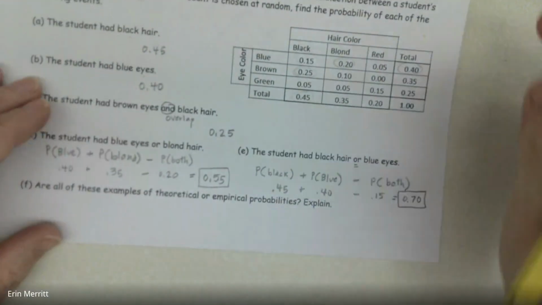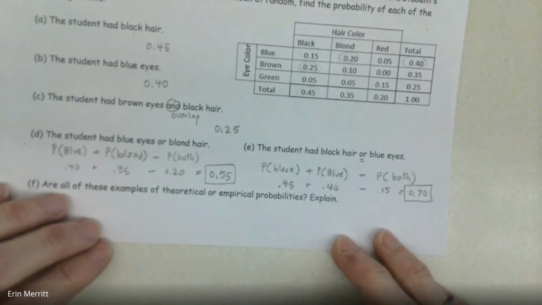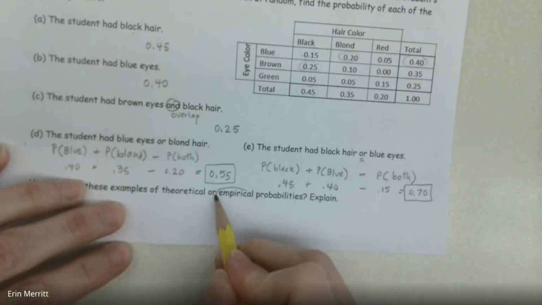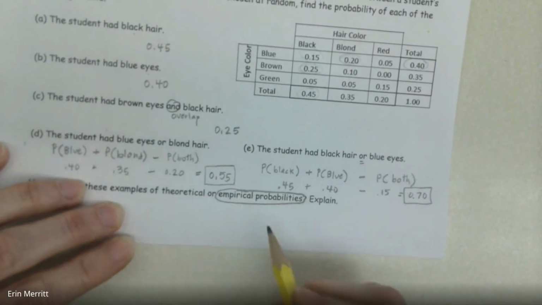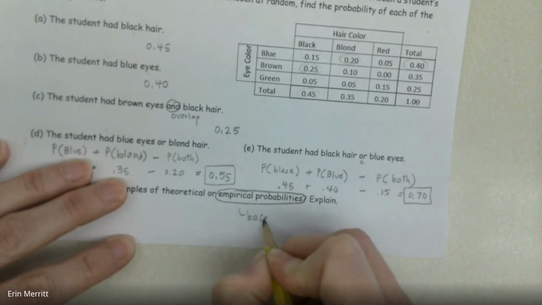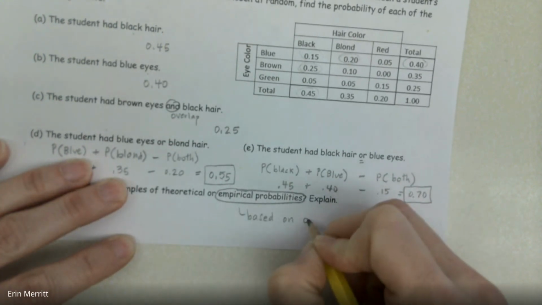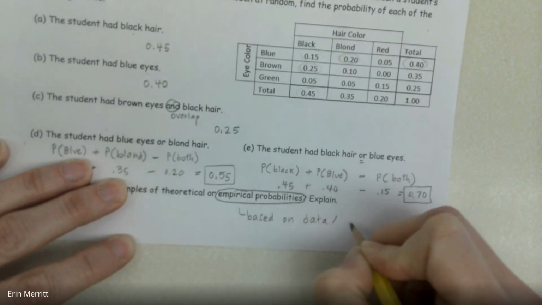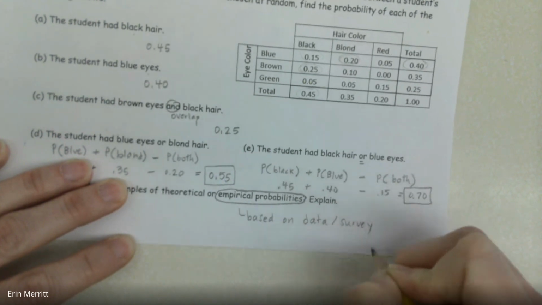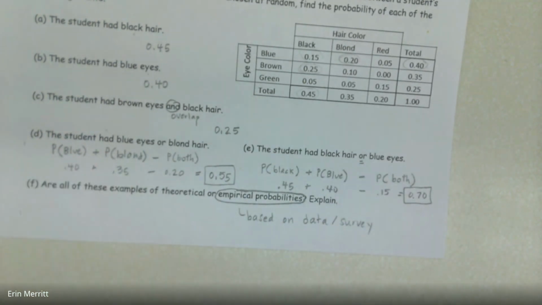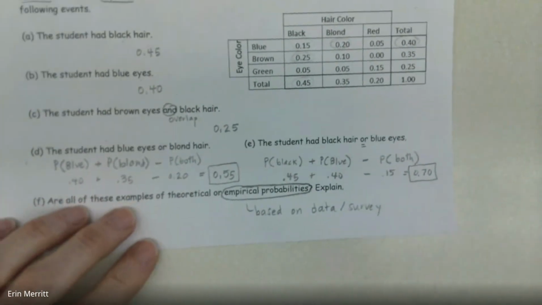All right, last one. Are all of these examples theoretical or empirical? I already talked about that. These are empirical probabilities because they're based on data, or like a survey, however you want to think of it here. Not in theory what would happen. It's actually based on collecting data.